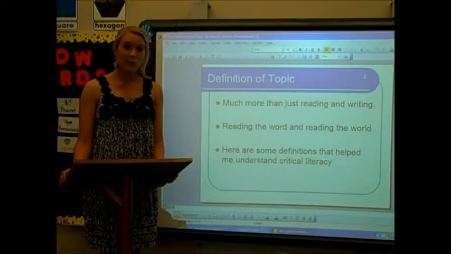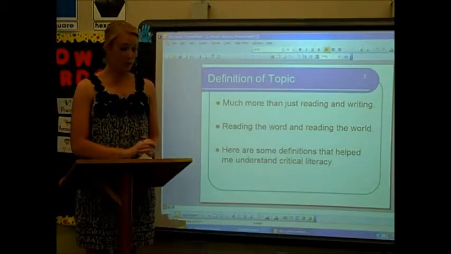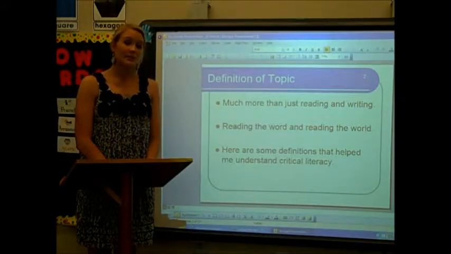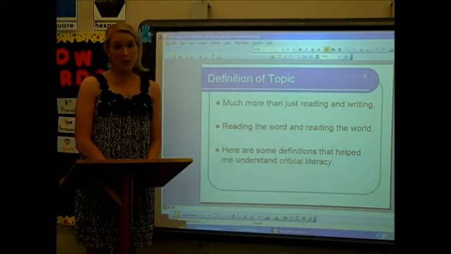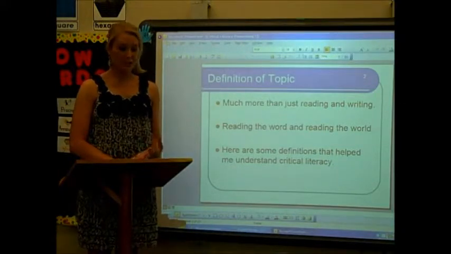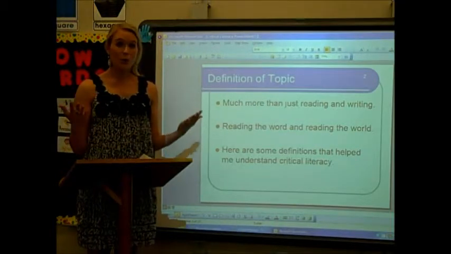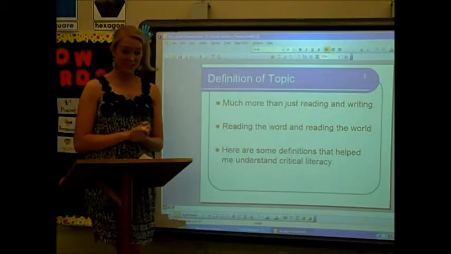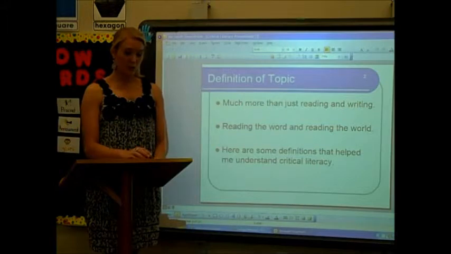Wink refers to reading the word and reading the world several times in her book. Reading the word is what most people think of when they think of the term literacy. Reading the word includes skills such as decoding words, comprehension, and fluent reading. Reading the world involves decoding the people around us, understanding the community that surrounds us, and being able to decode visible messages of our world.